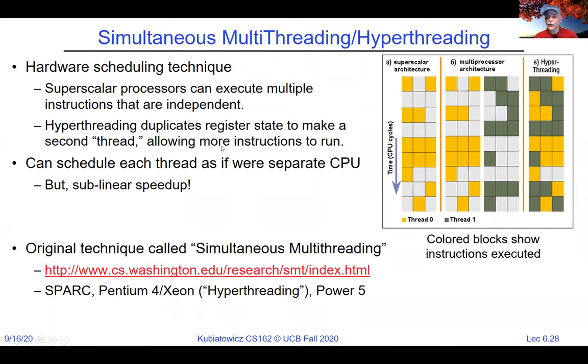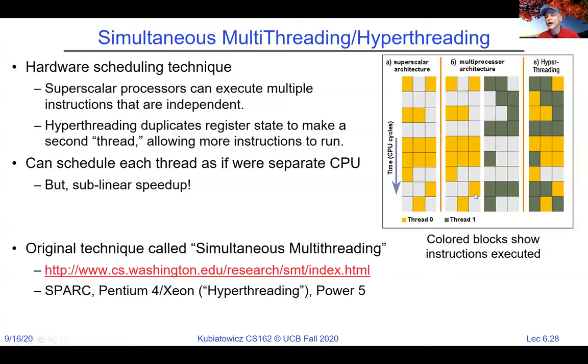This original technique was called simultaneous multithreading. You guys can take a look. But in this instance, you'd actually have multiple threads running simultaneously on a single core, whereas in the middle one, you could have multiple threads on two cores.